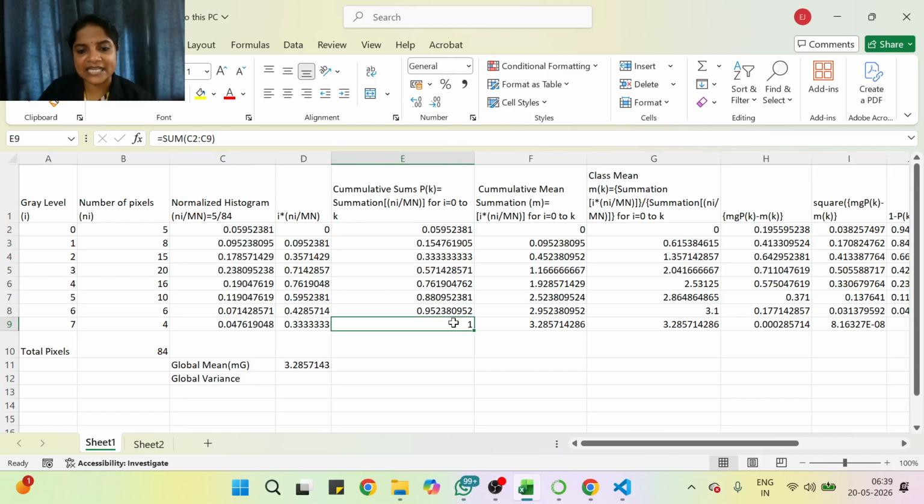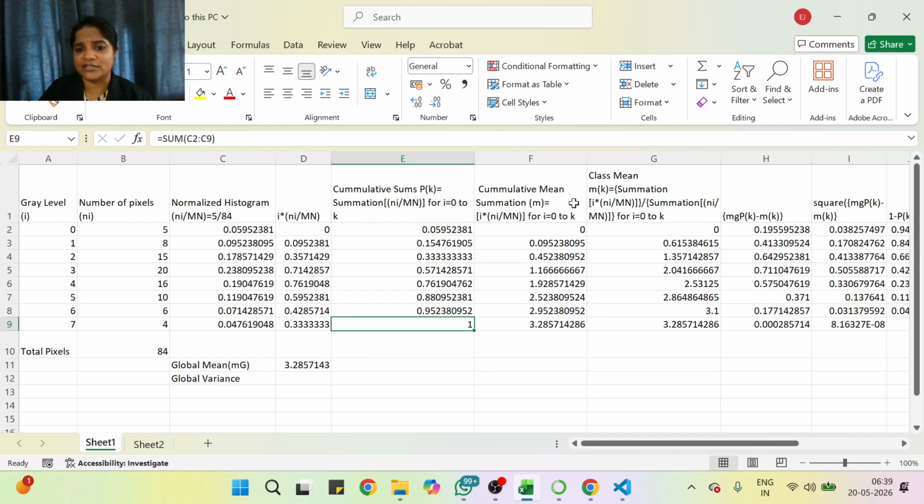As you can see in the last value, the sum of all the normalized histograms, what is it? 1. This also we have seen in the derivation, if you remember. Summation of Pi is going to be equal to 1. So that also we have got here. Okay, we have got the cumulative sum. So what is the next step?